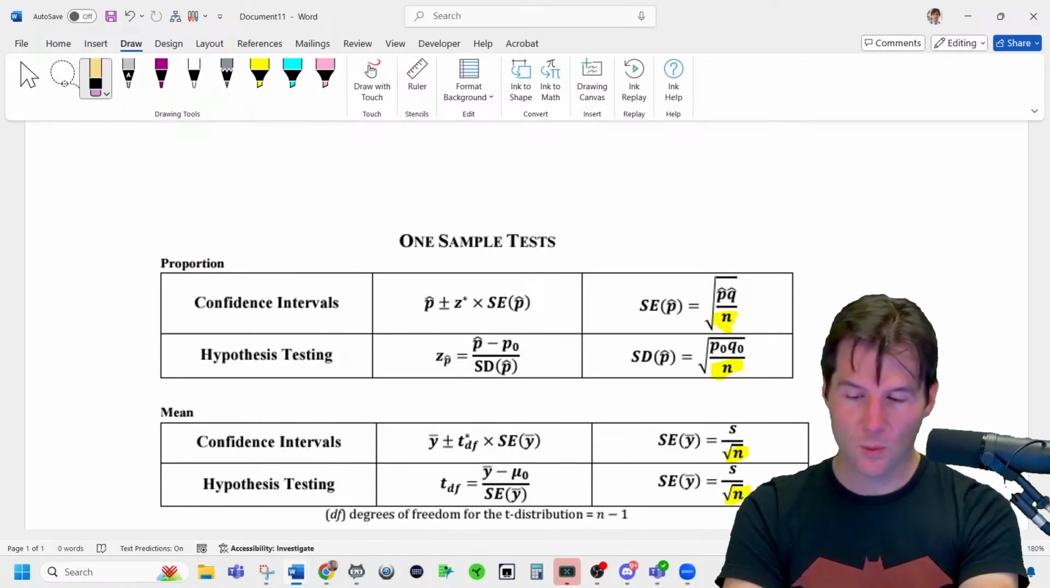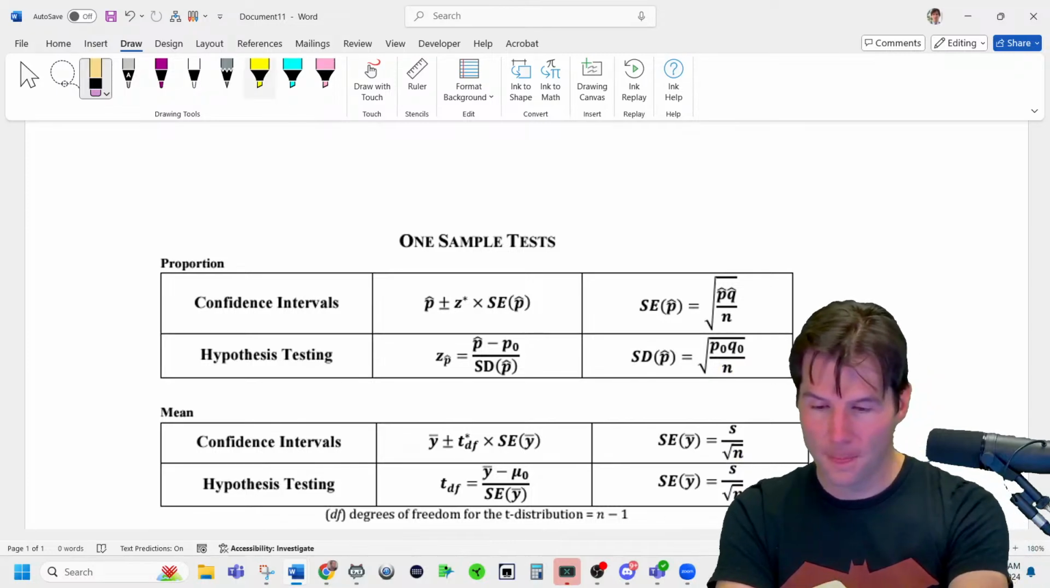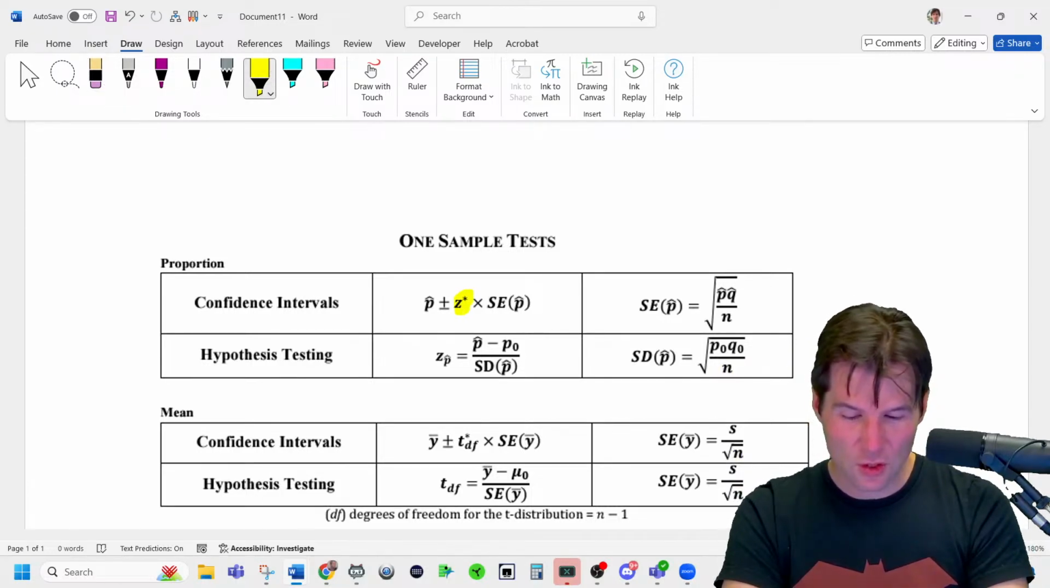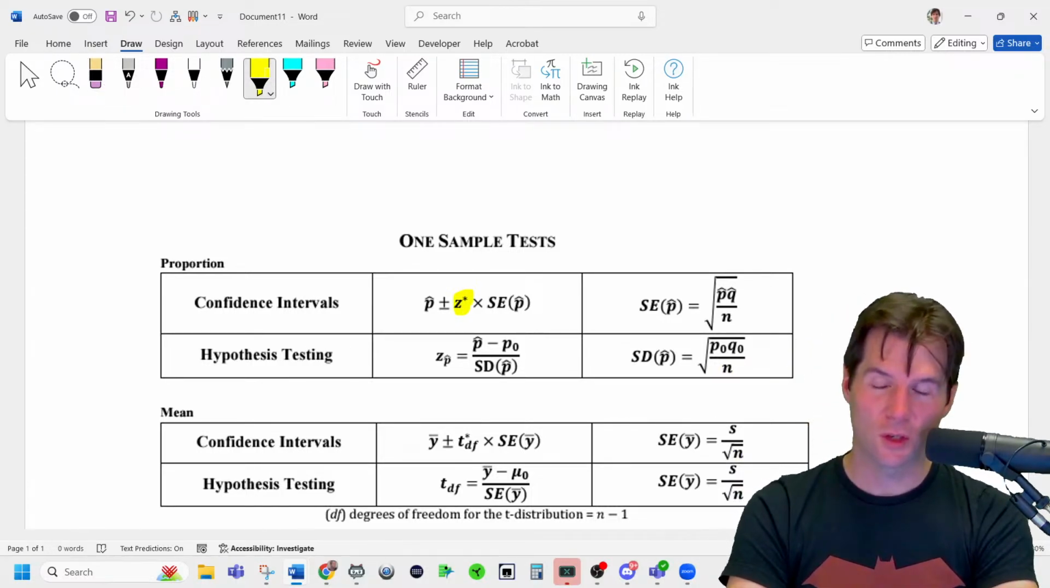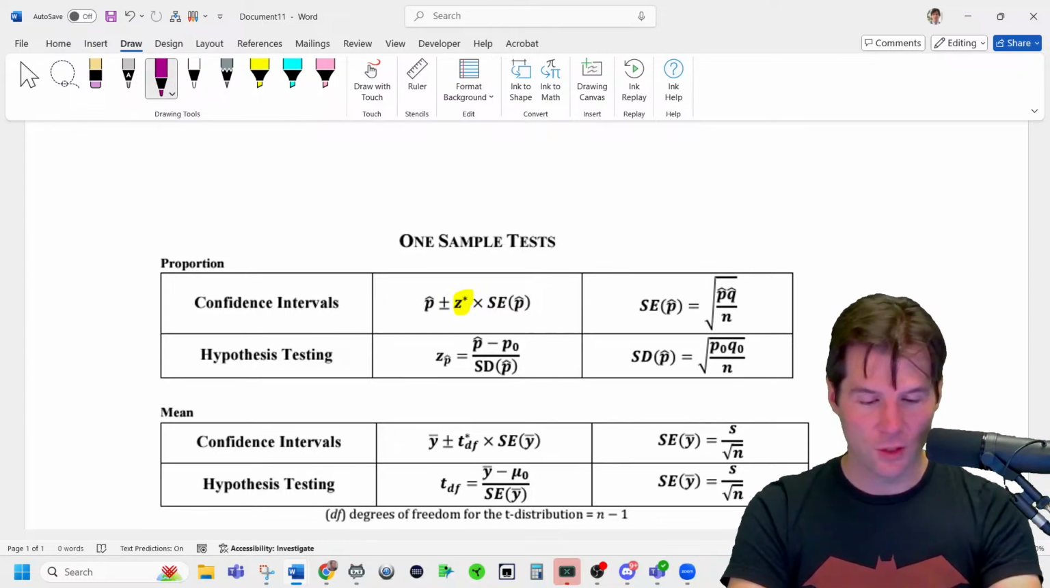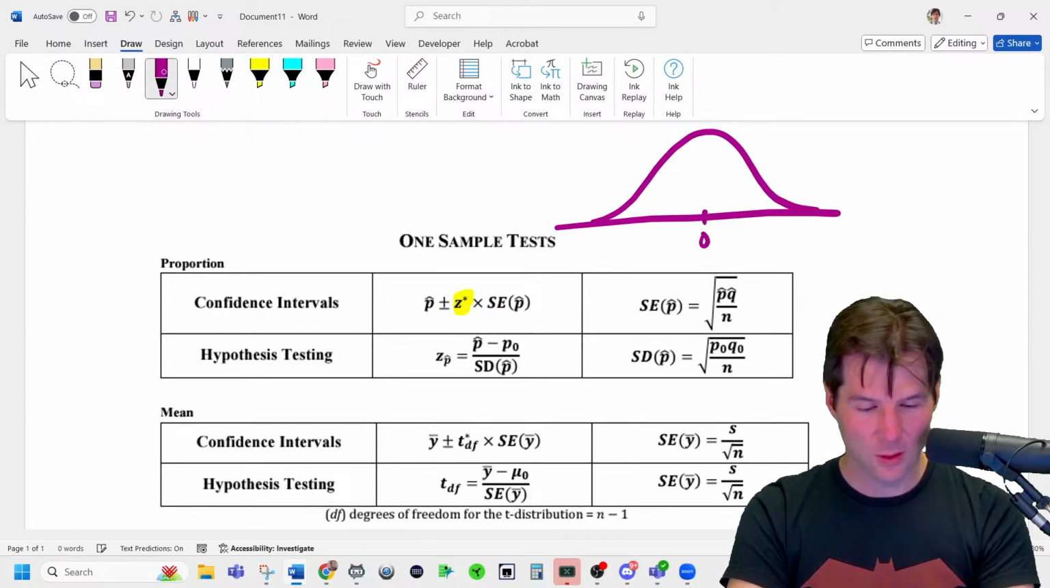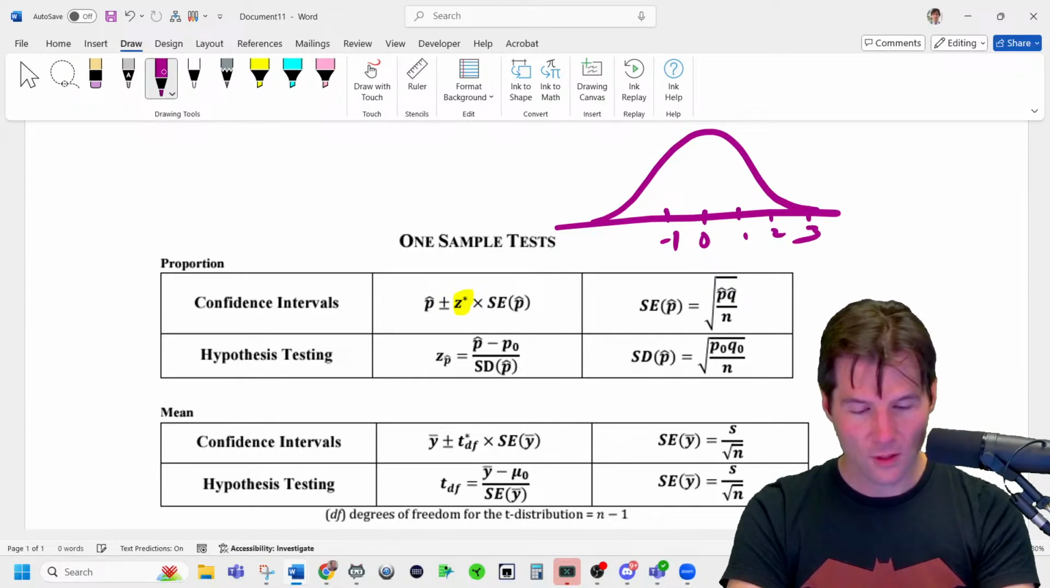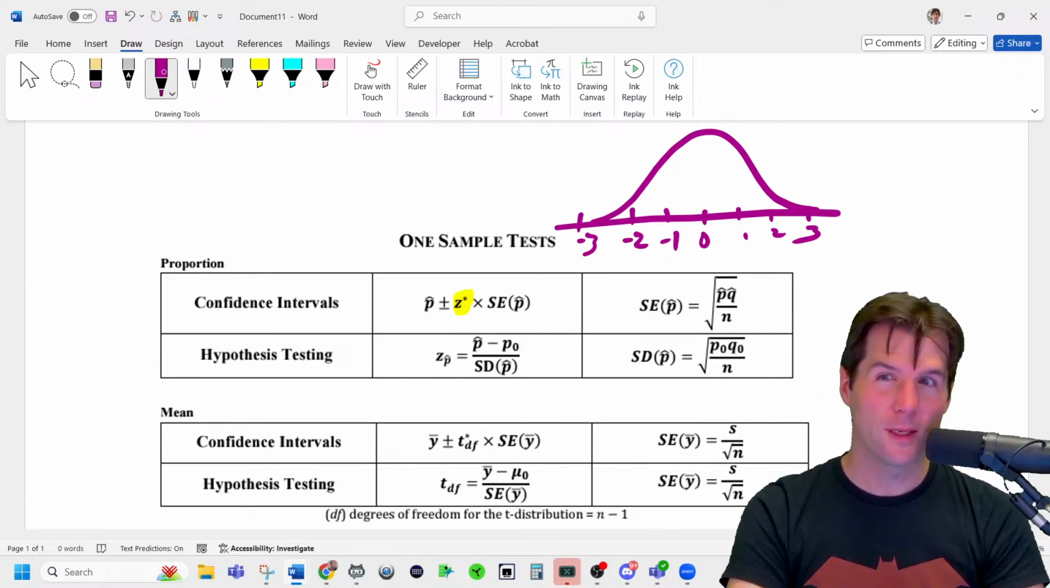What do we have next? We have in the formula a z star. So what is a z star? Z star relates to the normal curve. That's where z-scores come from, the standard normal curve. And the star is very important. Don't forget that this has a star. The star means relative to a percent confidence.